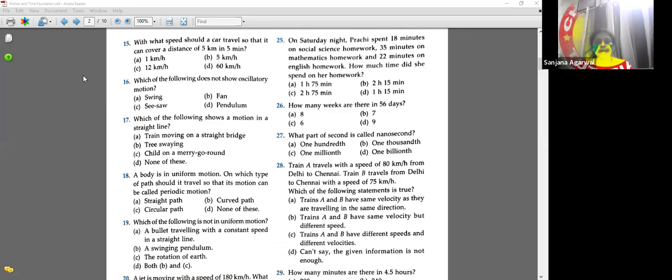Yeah, 15. With what speed should a car travel so that it can cover a distance of 5 kilometers in 5 minutes? And the answer is asked in hours.